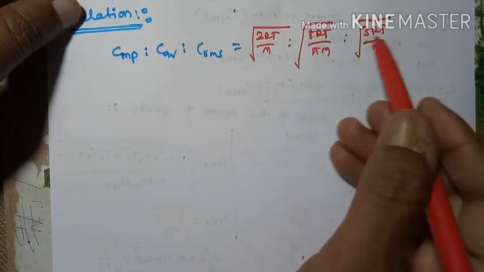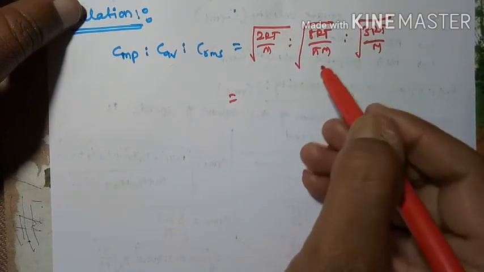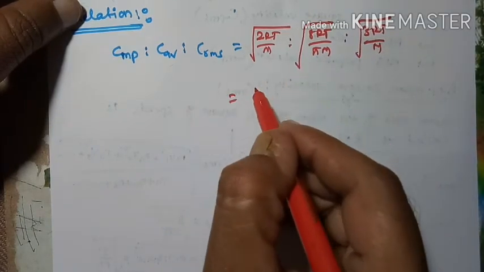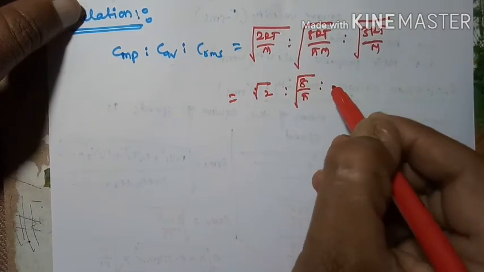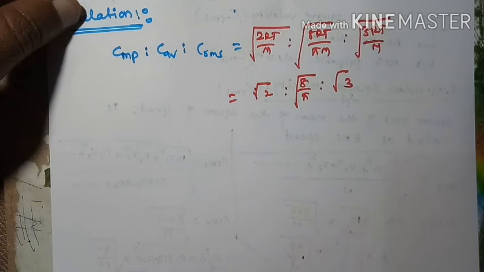So in all the equations, RT by M will cancel. So that's why I will get root 2 here, root 8 by pi here, and here I will get root 3. Root 3 I will get.